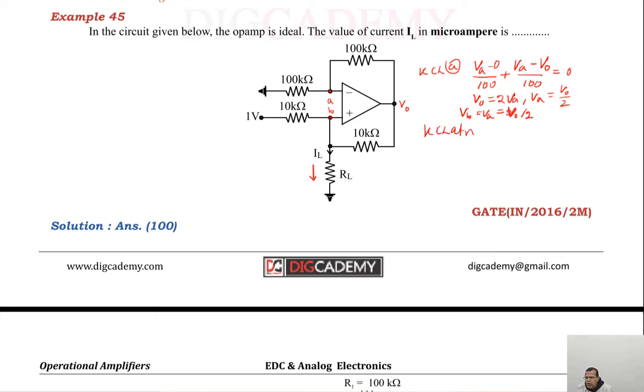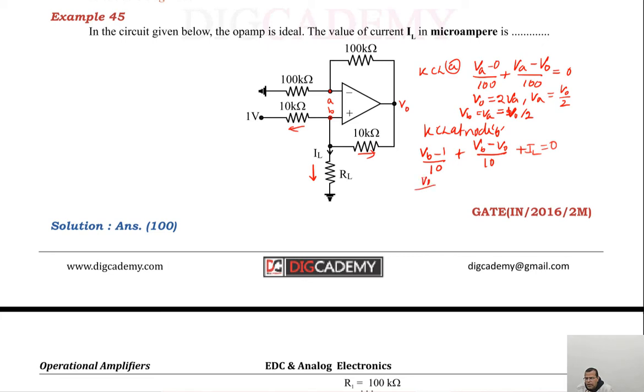Now, apply KCL at node B. We get (VB minus 1 volt) divided by 10, plus (VB minus V naught) divided by 10, that is the current in this branch, and the outgoing current IL. I am simply applying KCL at node B. The current going this way, this way, and this way, the sum of all must be equal to 0. And we know VB is V naught by 2.